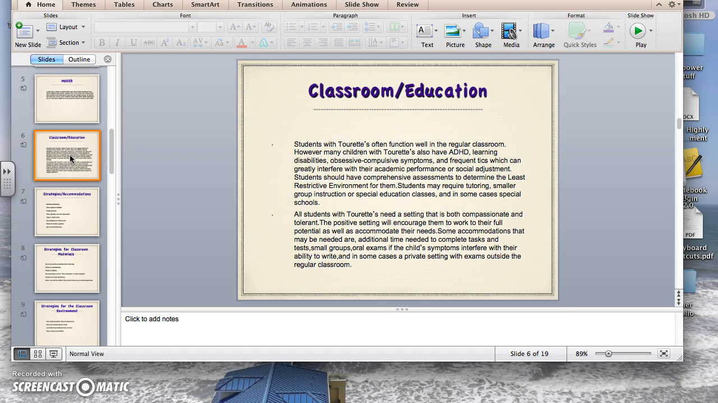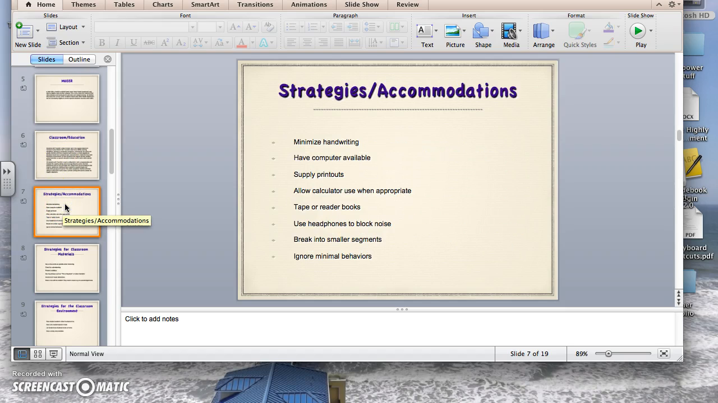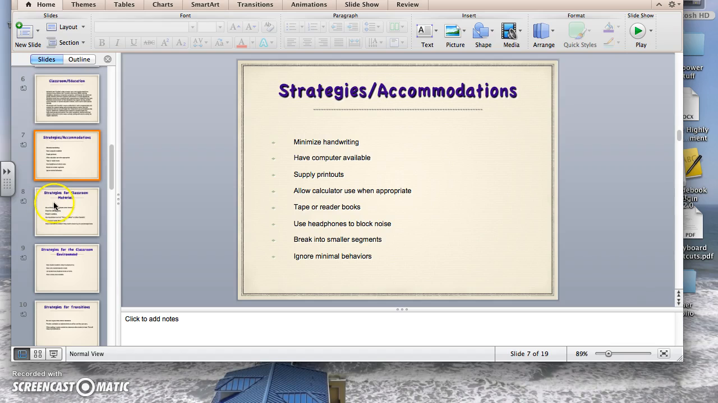Some accommodations that may be needed are added time to complete tasks and tests, small groups, oral exams if the child's symptoms interfere with their ability to write, and in some cases a private setting with exams outside of the classroom. Strategies and accommodations that you can use, and that I use, are minimize handwriting, have a computer available, supply printouts, allow calculators, use, when appropriate, tape or reader books, use headphones to block noise, break work into smaller segments, and ignore the minimal behaviors.